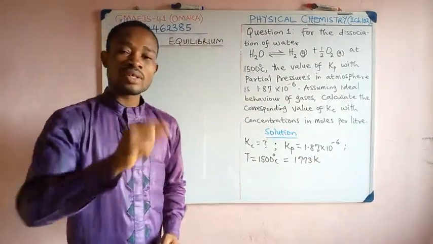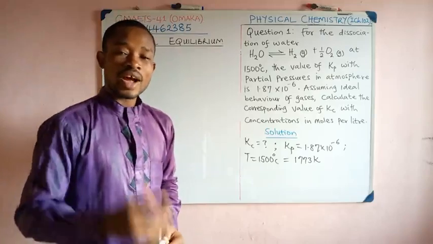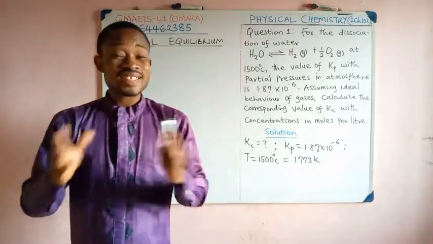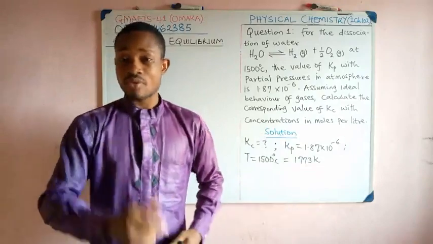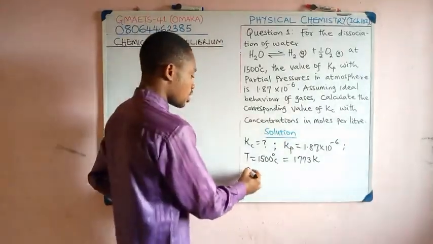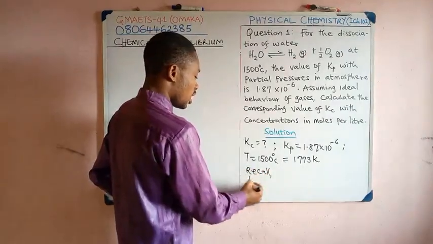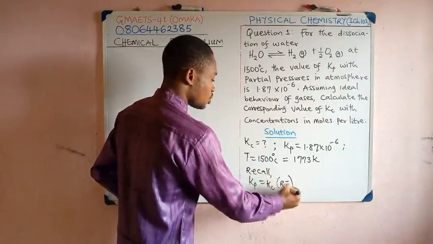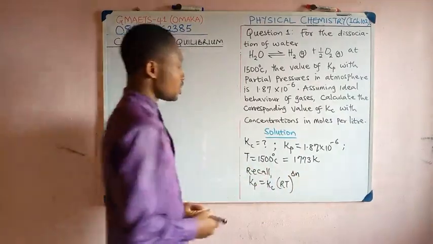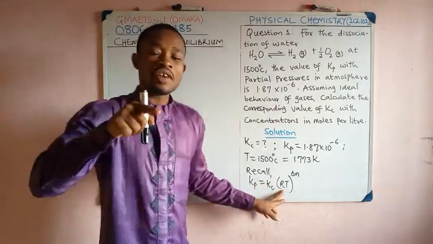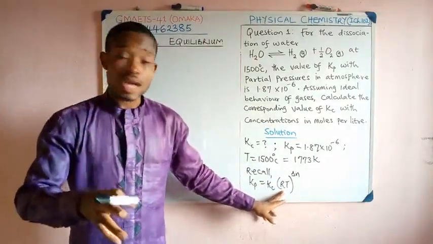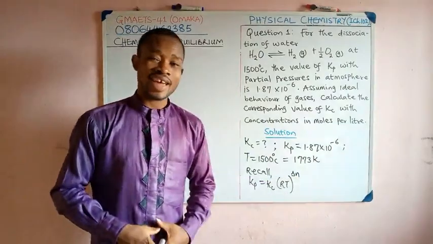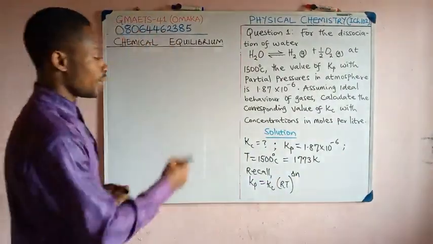Now, since we are calculating Kc and we know Kp, then we have to recall that formula relating Kp and Kc which we derived. So we're going to say recall: Kp is equal to Kc times RT raised to the power what? Change in number of moles. So we need to select the value of the universal gas constant that we're going to use, and we also need to calculate change in n. So let us do that and see.